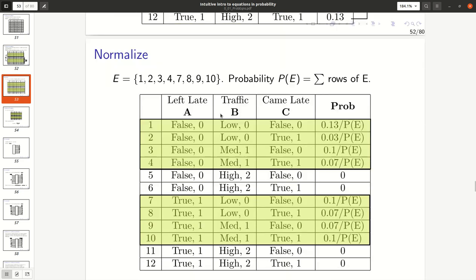So we have to normalize these values. First we have to sum up the probabilities that are in the rows corresponding to E. When we sum up, actually we get the probability of E itself, and then divide each row by P of E, and then set those rows which are outside E to 0.